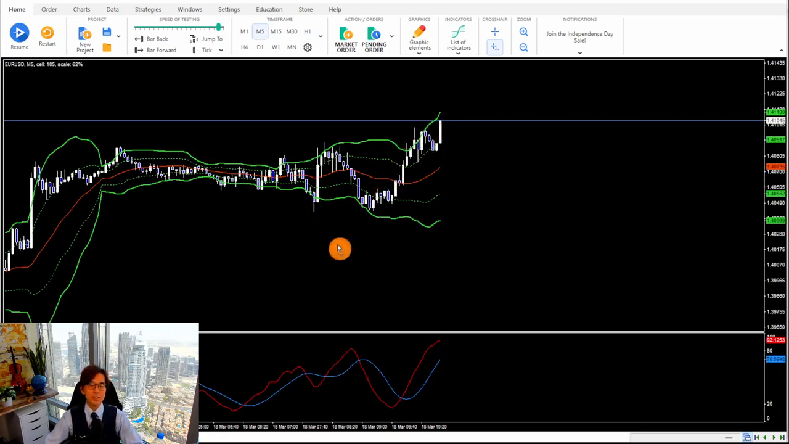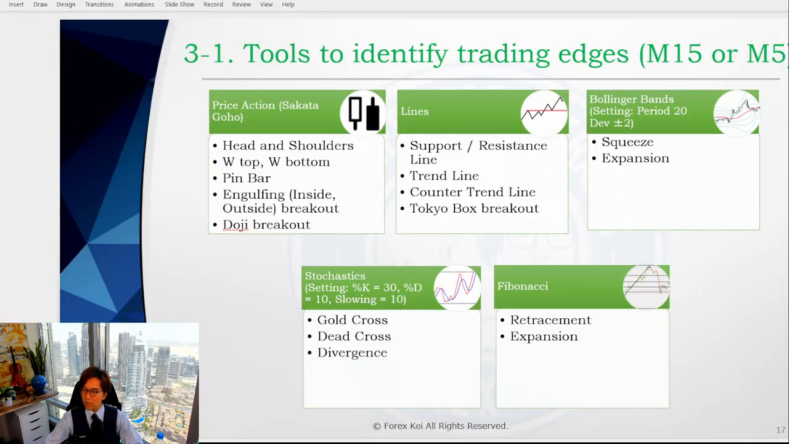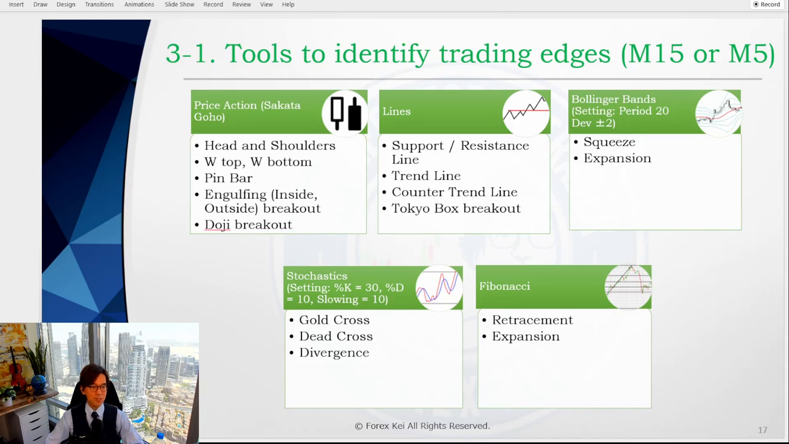If you haven't checked the video about my entry confirmation, please do so before proceeding with this video. But just in case, the way I look for the entry timings, I use these tools and indicators. I use price action, lines, Bollinger Band, stochastics, and Fibonacci to capture the confirmations. I look for at least 3 or more confirmations out of the list on this slide. And this time, let me see how many confirmations I can find.